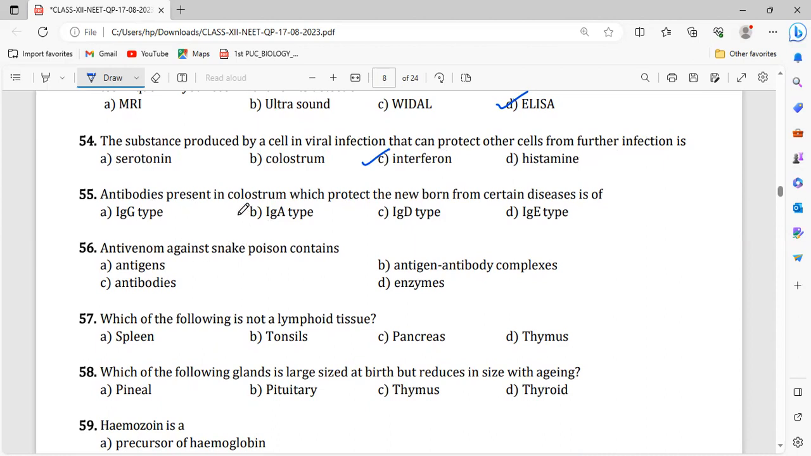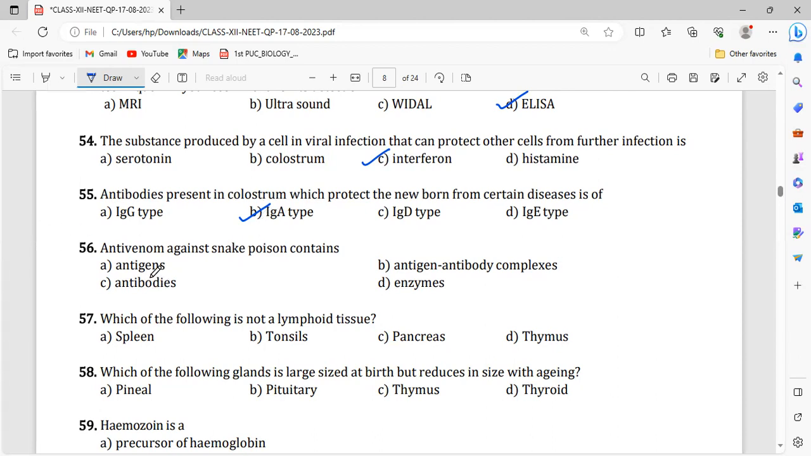Antibodies present in colostrum which protect the newborn. Again we had seen the same question. It is IgA. In one of the questions, the answer for this is in the question itself. So while you are answering the questions, look at the question paper properly, read all the questions properly. There will be some answers in the question itself.